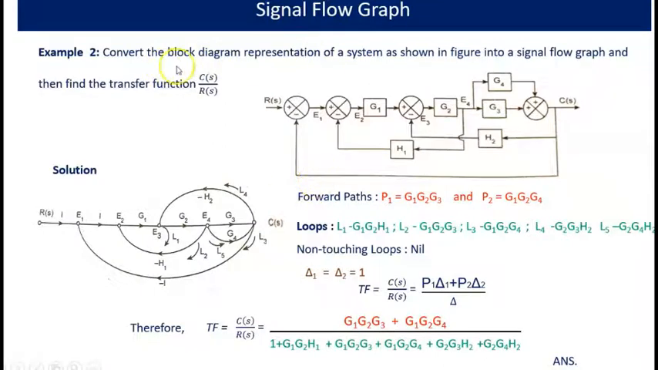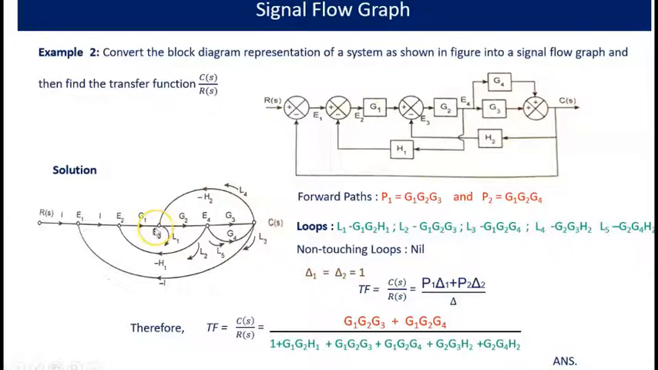Now another problem: convert the block diagram of a system shown in the figure into a signal flow graph, and then find the transfer function C(s)/R(s). So this is the block diagram. Again we can draw the signal flow graph. Here there are two summing points, so two separate nodes.